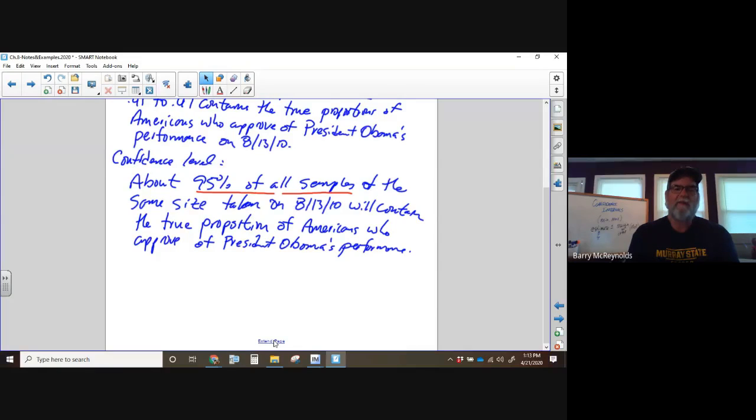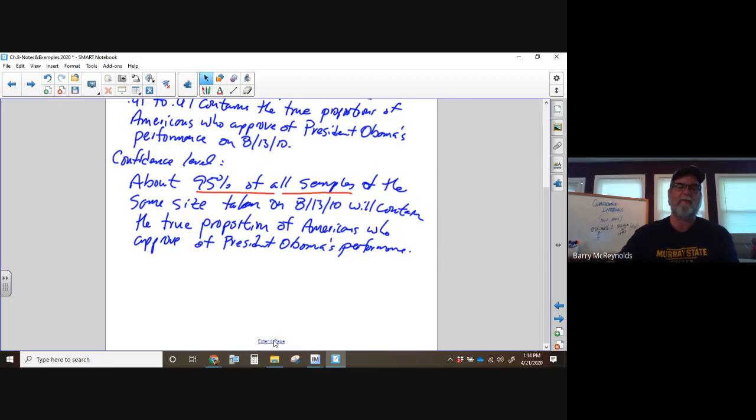Okay, so confidence level speaks to how many samples taken of that particular size, whatever it is. Let's say it was 1,500 on that day. Of those samples under the same conditions, where they're calling landlines and mobile lines, and they call back if they don't get an answer the first time. You remember those conditions. So about 95% of those samples taken with those methods would contain the true proportion of Americans who approve of the president's job performance.